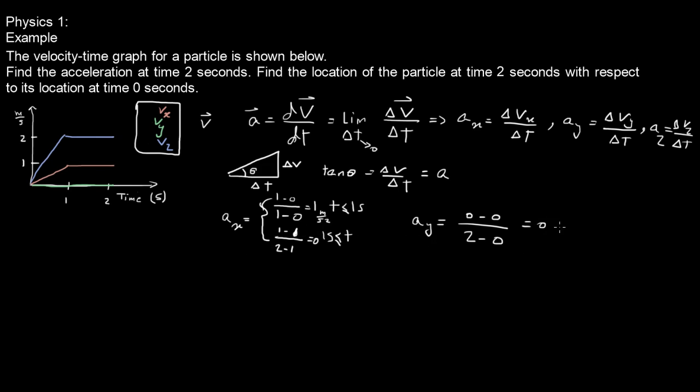For az, again we have two different slopes, therefore there are two values for az. Again, for time between 0 to 1, the slope is the same. For time 1 to 2, the slope is the same. So the same interval is here: t less than or equal to 1 second, t larger than 1 second.